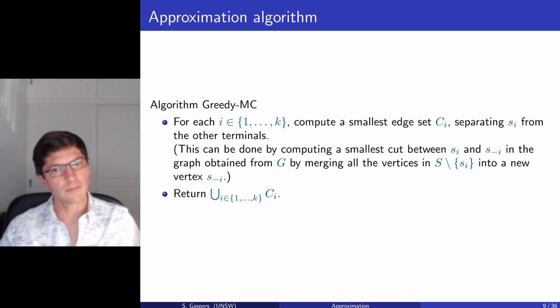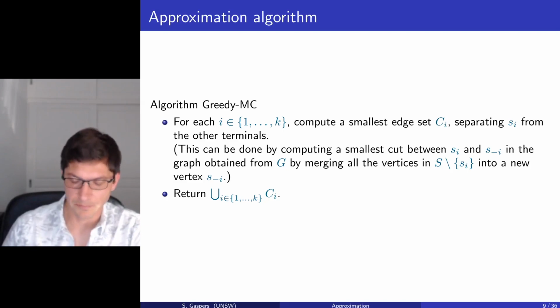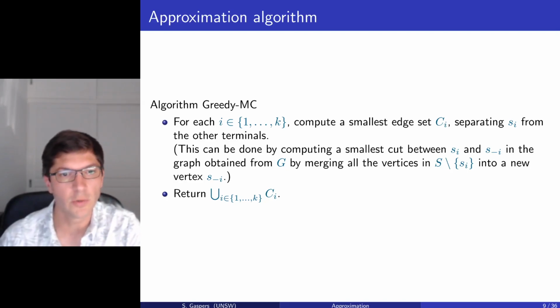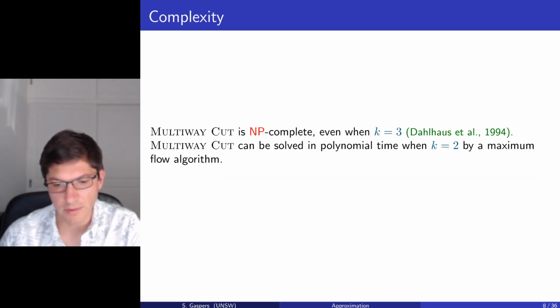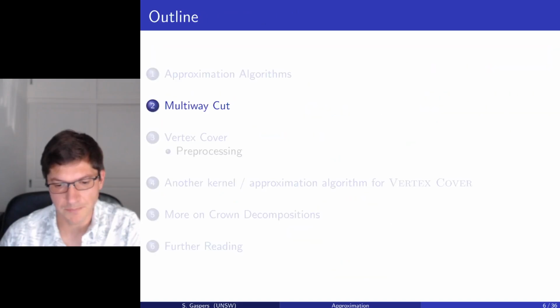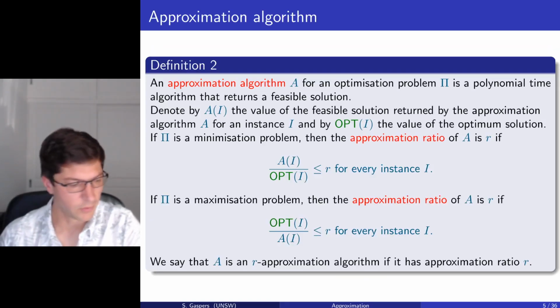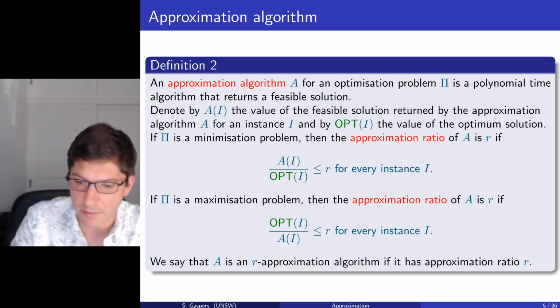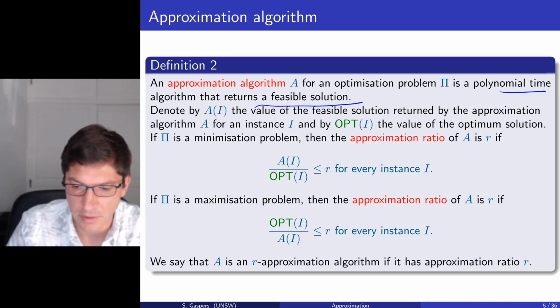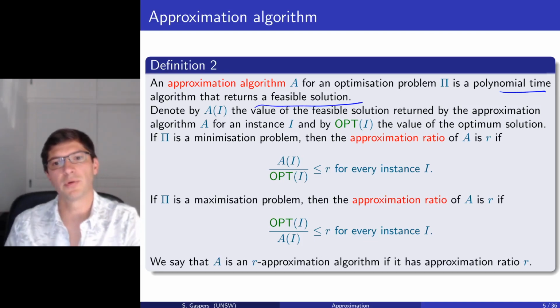Okay, so this is a polynomial time procedure. I think it's quite obvious that it produces a feasible solution. So in the end, if we take the union of all those sets Ci, then we indeed get the multi-way cut. But what can we say about the approximation ratio? We fulfilled these conditions here: this is a polynomial time algorithm, and it returns a feasible solution. But now we want to say something about the approximation ratio.